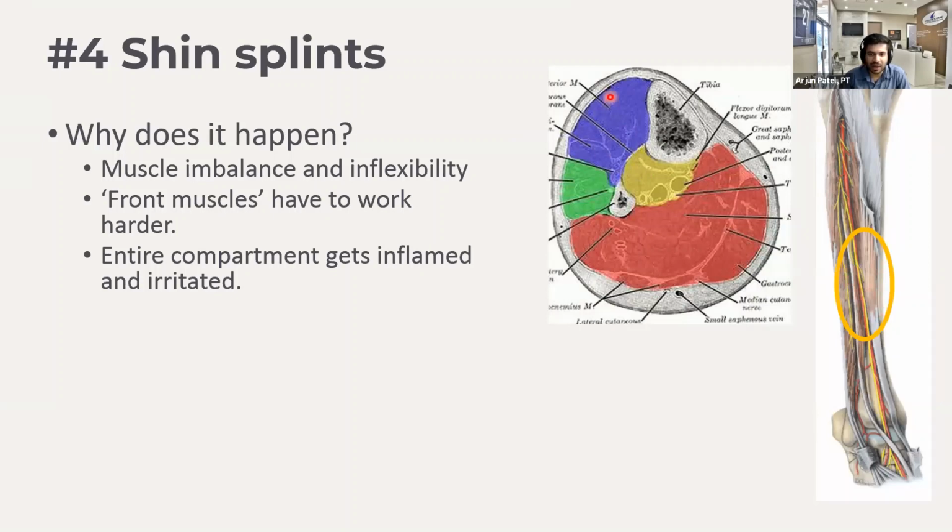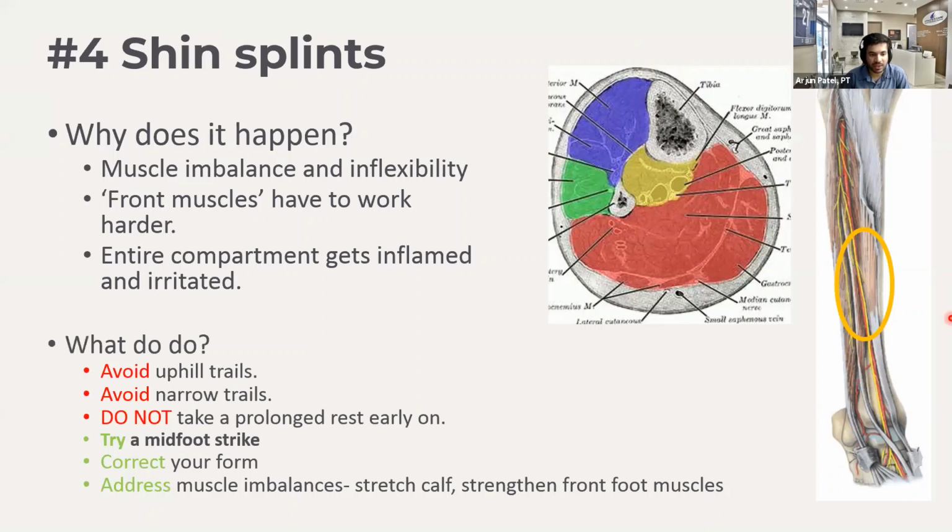And what I want you to look at is, if the muscles at the back of the calf are a little bit tight, then you can understand that the front muscles have to work a little bit harder. If they actually do too much work, the front muscles, the blue ones here, that entire compartment swells up a little bit and gets irritated. That's what leads to the pain in that meaty part of the shin, and afterwards it actually gets a little bit better when you're not running.